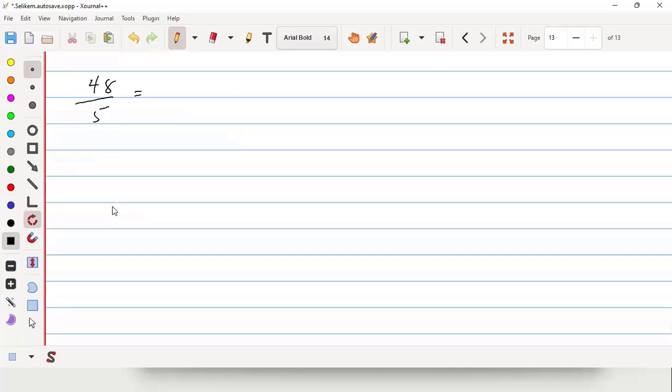Oh no, my pen is making the thing look like a shape. No, don't worry.